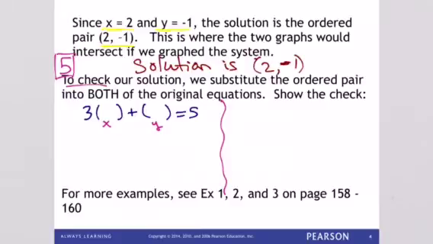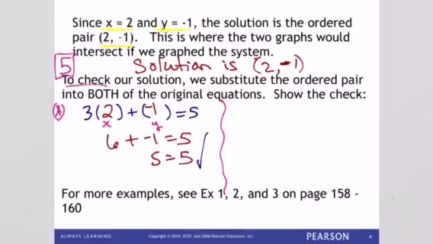So I'm going to take equation A. This was equation A from the very beginning, and I'm going to plug in my answers. Remember, my answers were 2 and negative 1. So x is 2, y is negative 1, and then I'm going to solve this and see if it works. I get 6 plus negative 1 equals 5. 5 equals 5. Hooray, it works. It checks in that equation. Now, it has to check in both equations. It can't just be one of them.